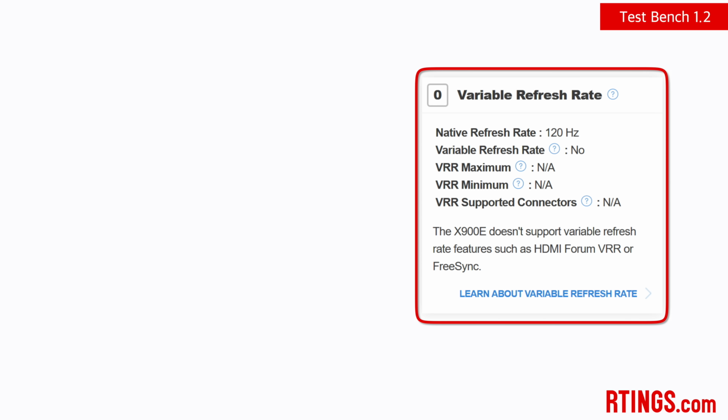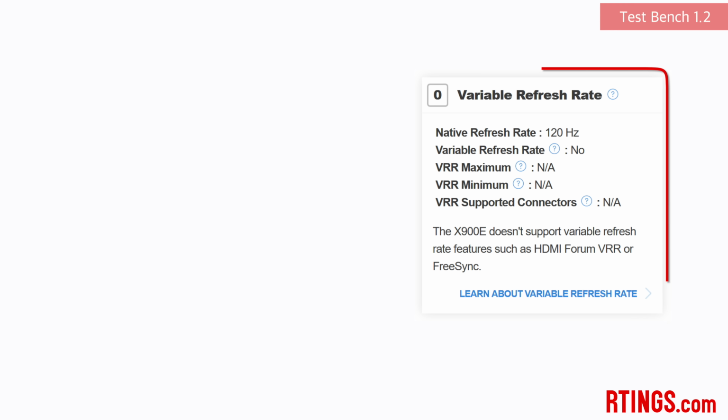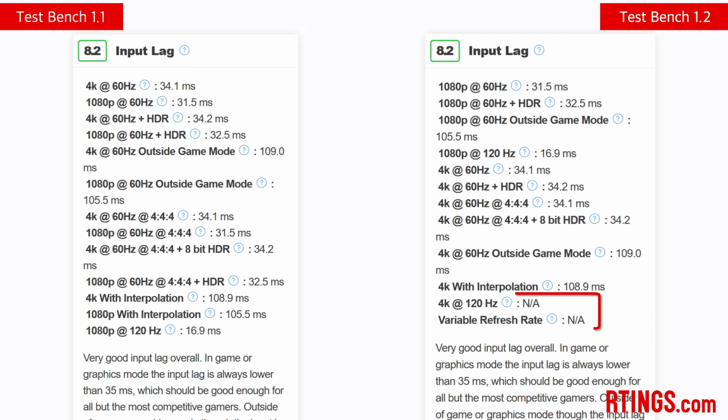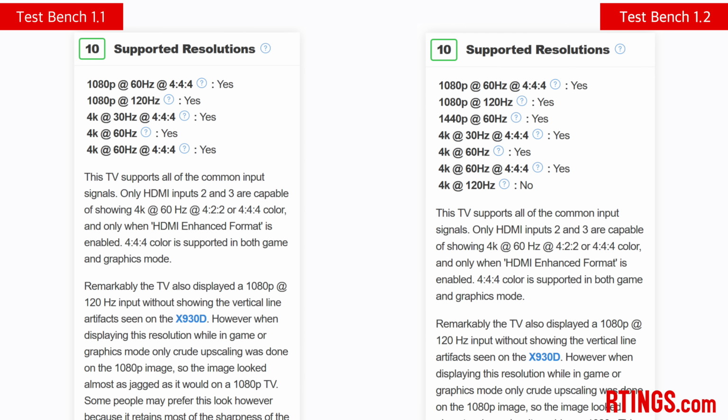A new test has also been added for variable refresh rate support, as it is now included in the HDMI 2.1 specification. This will be beneficial for gaming on the Xbox One X or using the TV to game on a PC. In the input lag box, we've added new tests for the input lag with a 4K 120Hz signal and for variable refresh rates. The latter will be useful for when the Xbox One X and new TVs support variable refresh rates to reduce screen tearing. In the supported resolutions box, we've added tests for 1440p and 4K 120Hz signals.